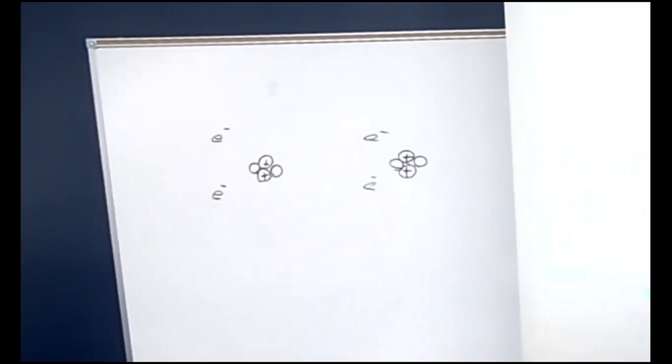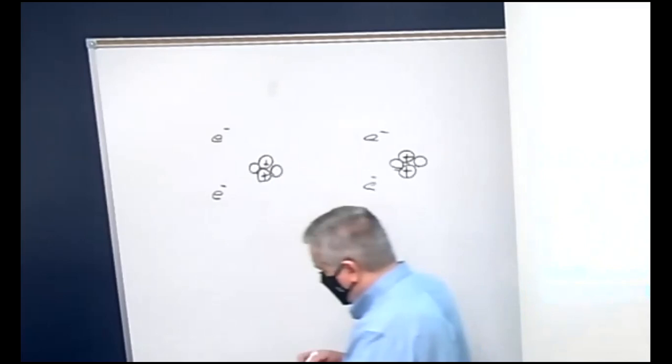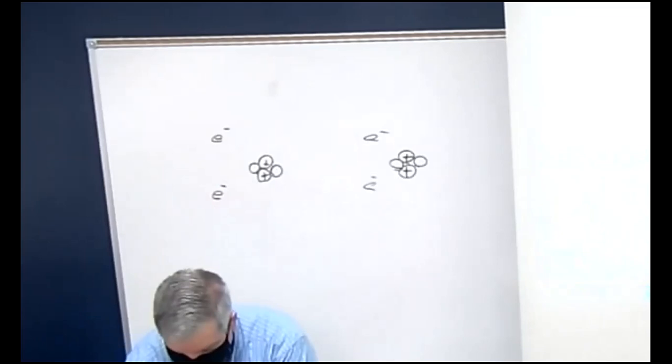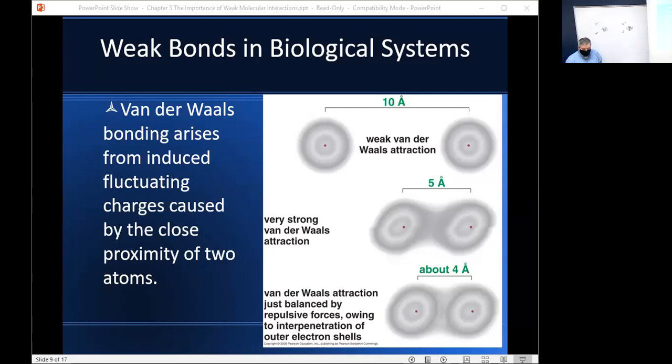But when we have a lot of them together, they can add up. Okay, so let's go back to van der Waals bonding, which arises from induced fluctuating charges caused by the close proximity of two atoms.